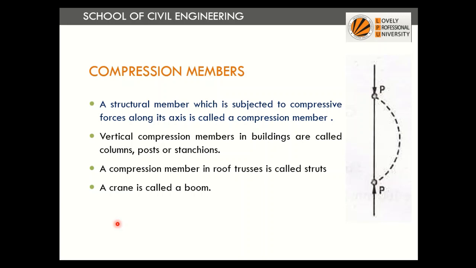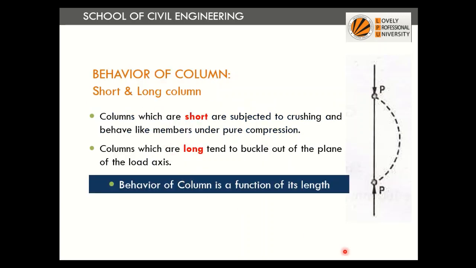The vertical members in a building are generally called post, column or stanchion. A compression member in a roof truss is called a strut. A compression member in a crane is called a boom. We understand that the behavior of a column actually depends upon its unsupported length. Columns which are short are subjected to crushing and behave like a member under pure compression. Columns which are long tend to buckle out of the plane of the load axis.